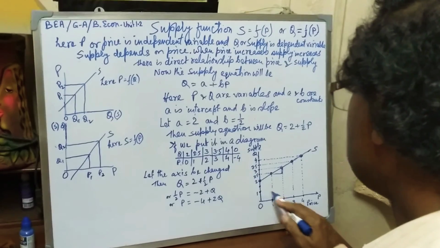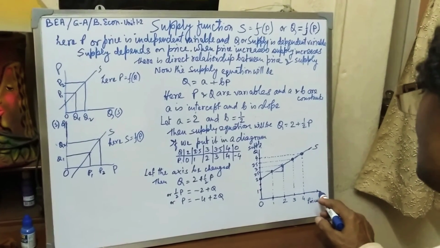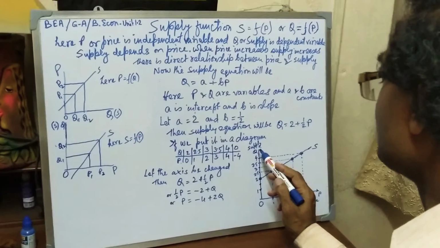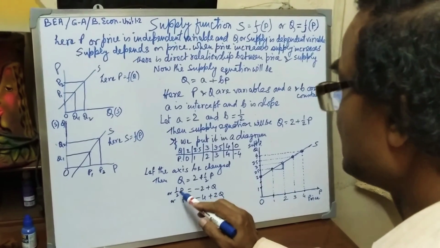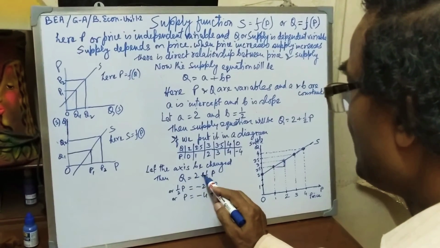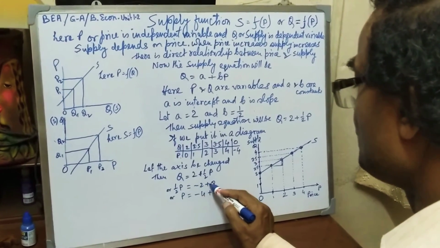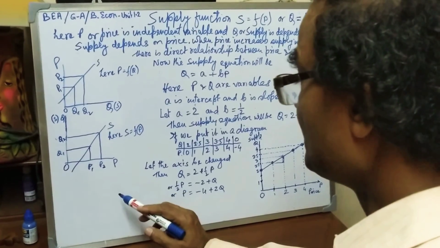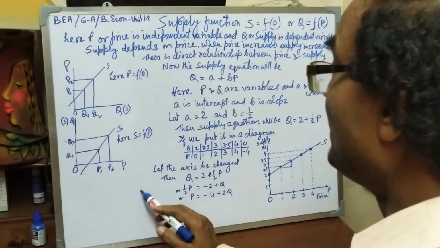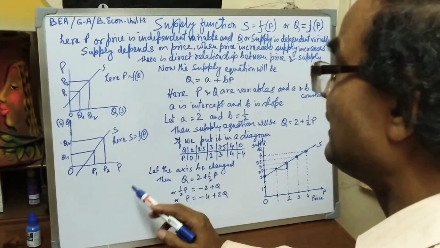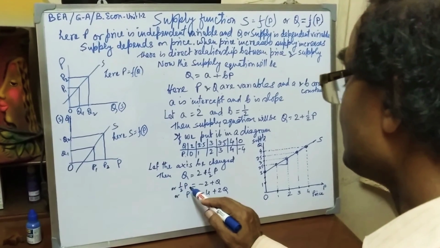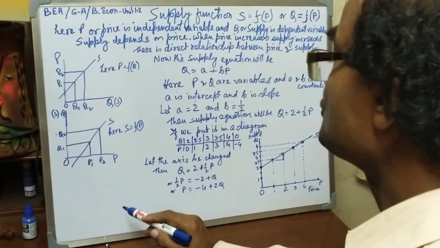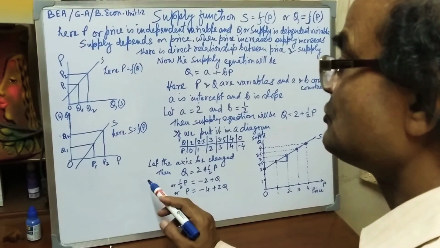In other words, the axis may be changed. Here we have drawn the horizontal axis as price and the vertical axis as Q. If we change this, the vertical axis becomes P and the horizontal axis becomes Q. In that case, the equation will be Q equal to 2 plus 1 by 2P, then 1 by 2P equal to minus 2 plus Q, then P equal to minus 4 plus 2Q. This will be represented in the next diagram, where the demand function and supply function both will be represented in a single diagram. In that case, we will have to make the equation P equal to minus 4 plus 2Q the supply equation, and the demand equation will be P equal to 12 minus 2Q.